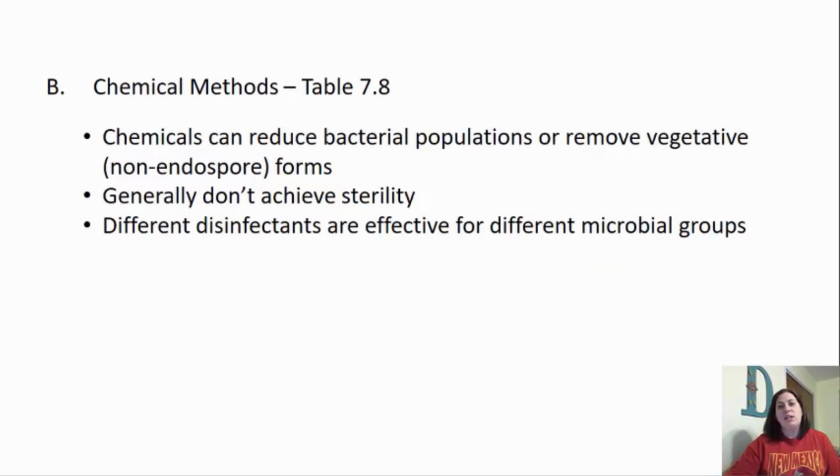All right, now switching gears, we looked at the physical methods. Now let's look at the chemical methods. Chemicals can reduce bacterial populations or remove vegetative forms. A lot of times they're non-endospore forms. They're not going to affect the endospores. These generally don't achieve sterility. Unlike what we saw with the autoclave and things like that, we're not going to actually sterilize this. There are different disinfectants that are effective for different microbial groups. We find that some things like bleach will work better for some microorganisms, but not others.